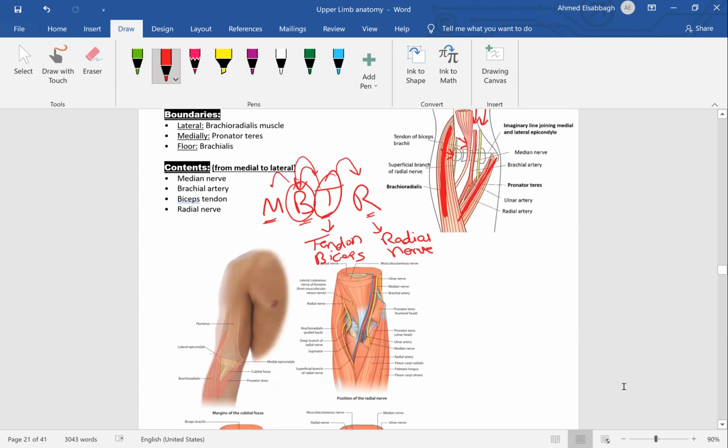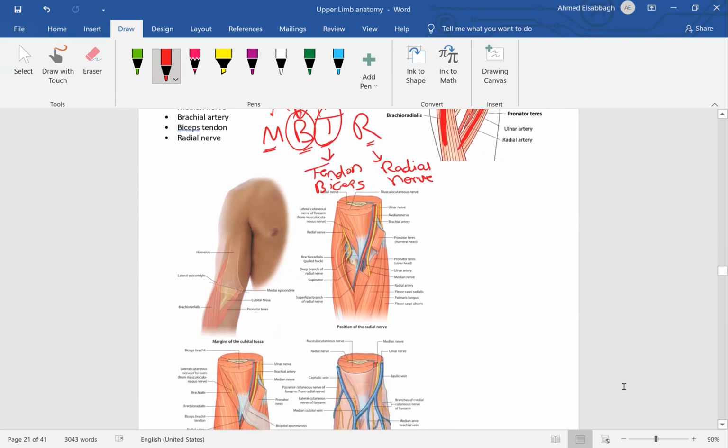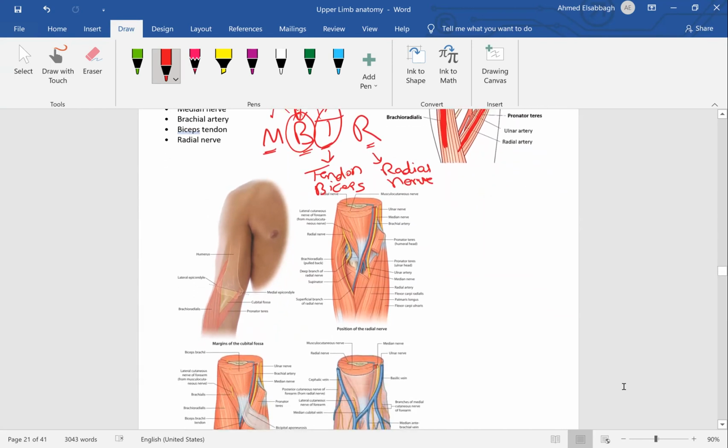So this is another photo of the cubital fossa. This is the median nerve, then the brachial artery, then the biceps tendon, then lastly we have the radial nerve.